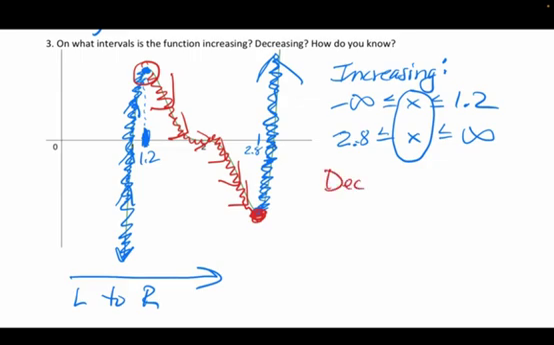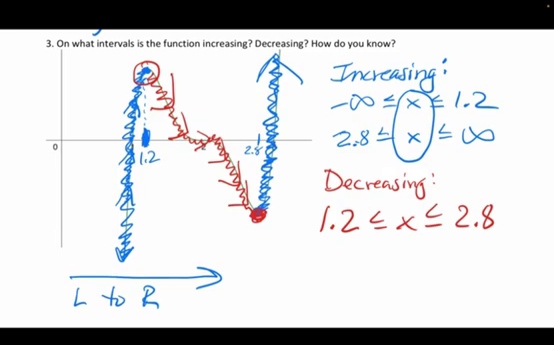So the interval over which the function is decreasing, we would say, is between when x is negative, no, I keep saying negative, I don't mean that, is when x is 1.2 to when x is 2.8. That's the interval over which the function is decreasing. So the red portion of that function is the portion where the function's decreasing, because as you go left to right, the y values are going down.